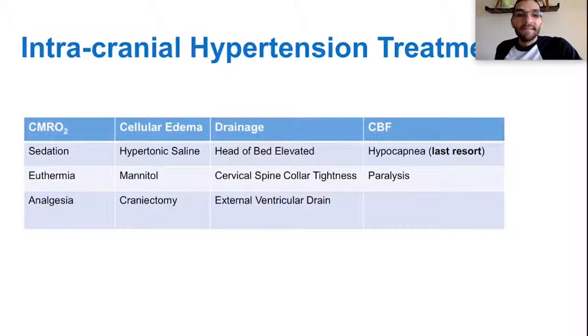By increasing sedation, you decrease the cerebral metabolic rate, and therefore you essentially protect the brain because it needs less energy. You can cause euthermia or slight hypothermia, as we described previously, as for every degree below normal temperature, your brain's metabolism decreases by 8%. Or you can improve a patient's analgesia. With more analgesia, they're more comfortable, less agitated, again decreasing your metabolism. You can decrease the cellular edema. You can give hypertonic saline.